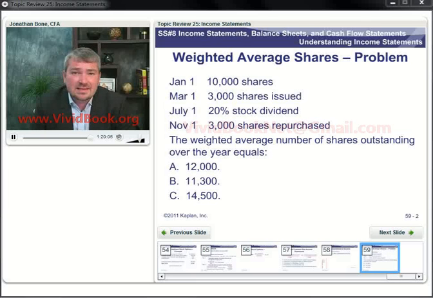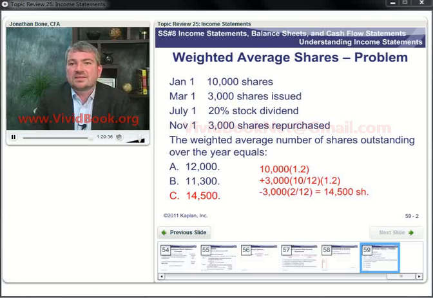The shares in issue at the beginning of the year on the 1st of January are going to be multiplied by 12. The shares on 1st of March, they're in issue for 10 months of the year, so multiplied by 10. And then finally, the shares repurchased on the 1st of November, that's November, December, so they're only repurchased for 2 months, so multiply by 2, sum it up, and then divide by 12, and we'll get our answer of 14,500.